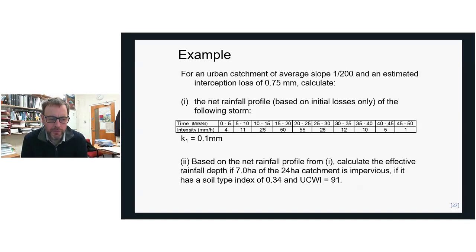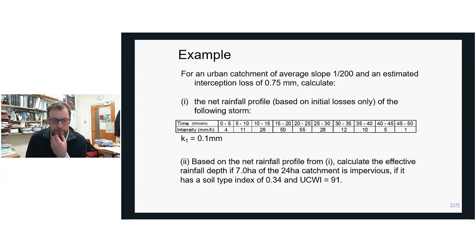And then part 2, based on the profile from part 1, calculate the effective rainfall depth if 7 hectares of the 24 hectare catchment is impervious. If it has a soil index of 0.34 and an urban catchment wetness index of 0.91. So what we're doing here is we're going to calculate the runoff coefficient, and then we're going to use that to multiply each of the depths of rainfall from the first step.